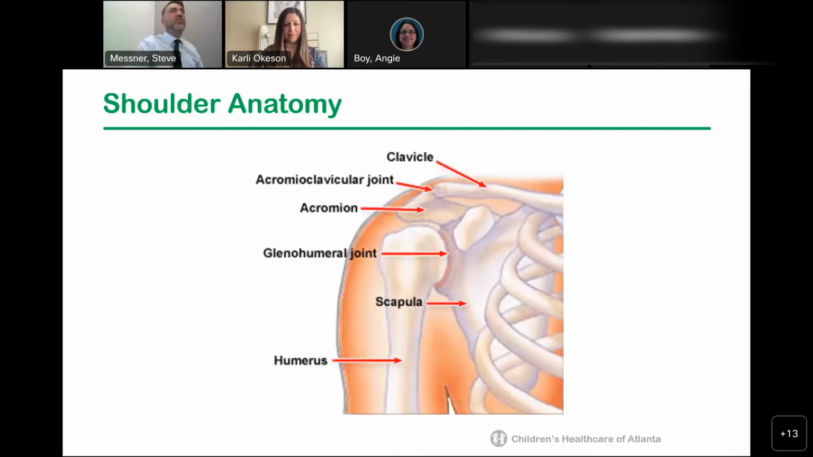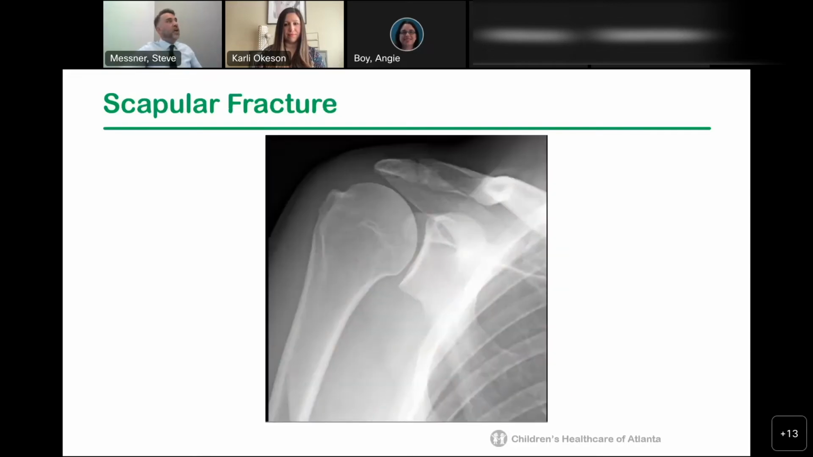And the way that you get these from an abuse scenario is either a direct blow, so someone strikes the child on the shoulder, or they grab their arm and yank it up very forcefully, and it causes the humerus to snap that acromion off. And this is what it looks like. I wish you could see my little arrow. Maybe if I did this, laser pointer. Right here is the fracture, okay?